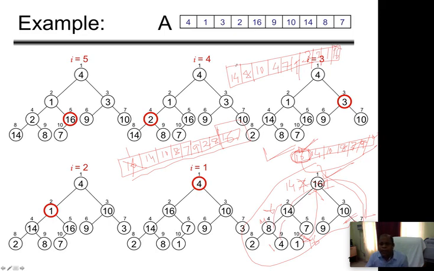Now again what happened? This 4 and 1 will be interchanged. 4, 1, and it will be 14, and this one will be out of this heap, and again we have to heapify this.